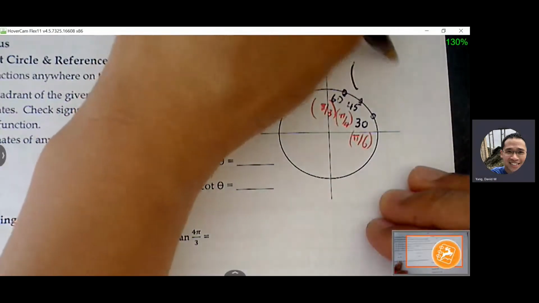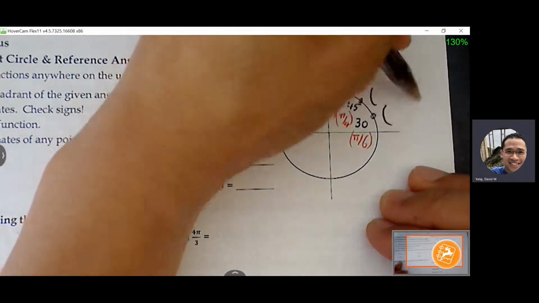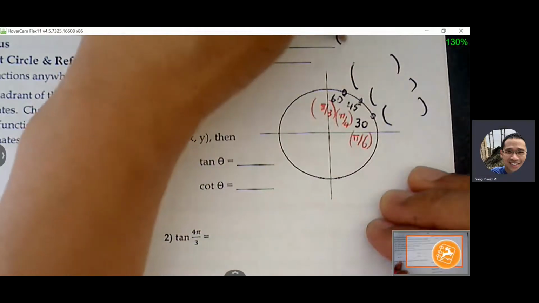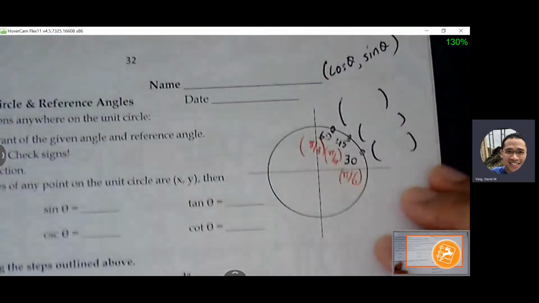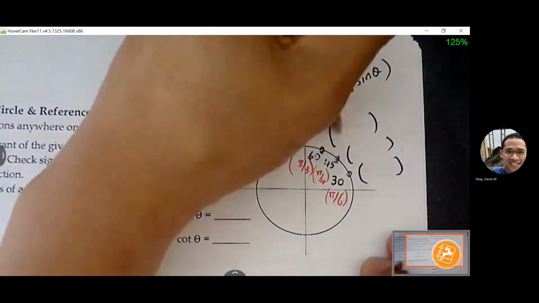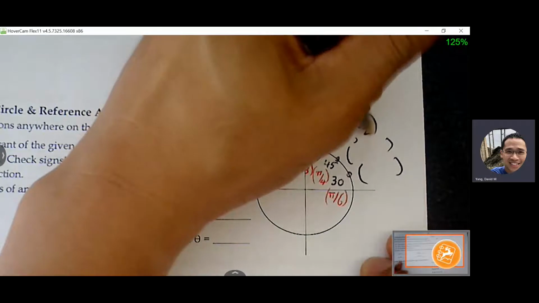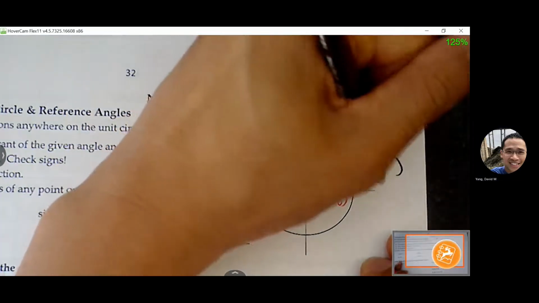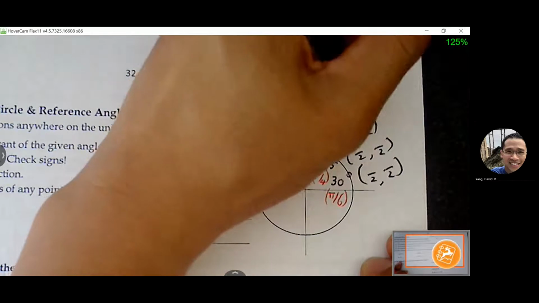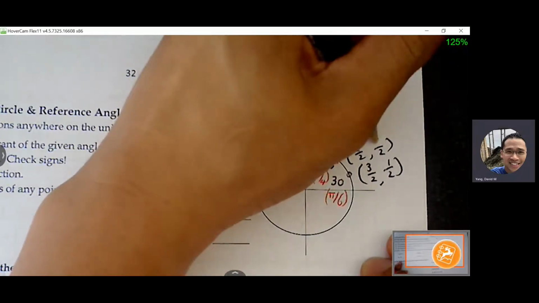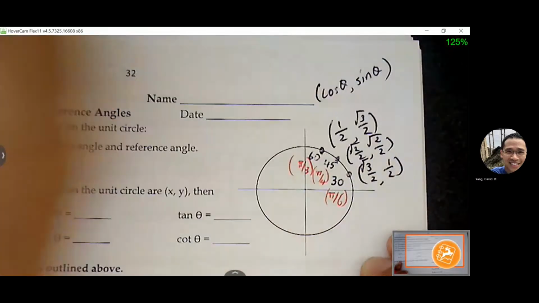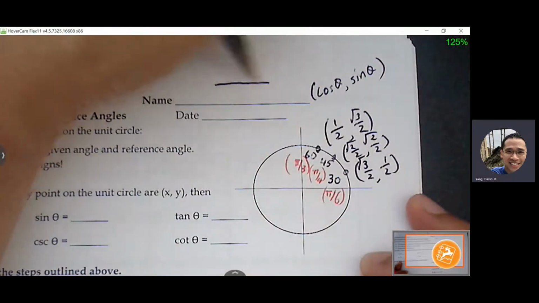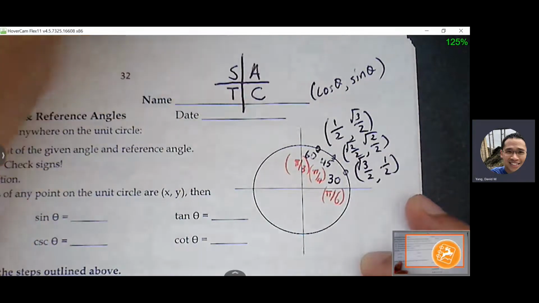Either using the finger method or counting from 1 to 3, you understand that cosine is the x and sine is the y. Everything has a denominator of 2. 1, 2, 3. Something that's helpful is this chart, A, S, P, C.